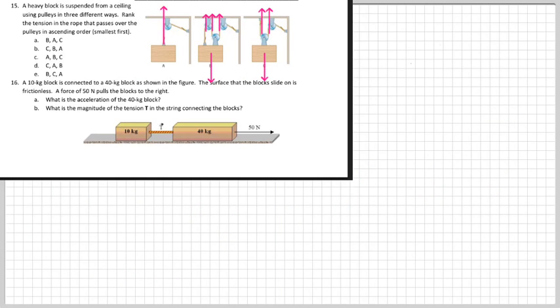This next one is a problem that's on the flip side of that sheet on Dynamics problem set number 1. I think the first one was problem 15: rank the tension in the rope as it passes over the pulleys in ascending order, smallest first. So in A, it's just the full weight of the block. A is the tension of the ropes.